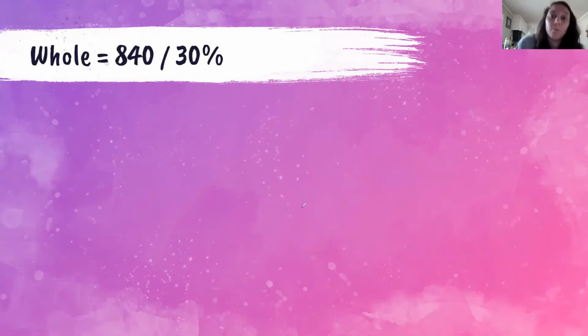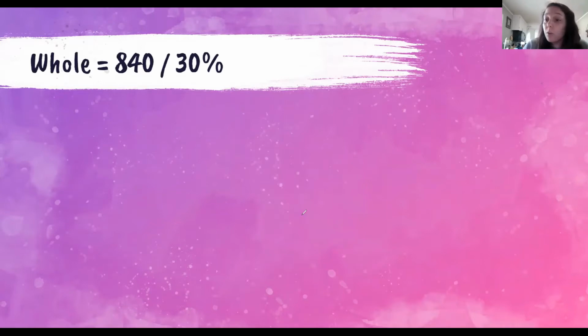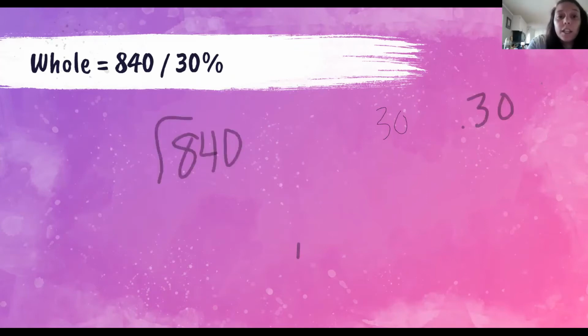Looking at this, I need to first change my 30% to a decimal. Changing a percent to a decimal is really just dividing by 100, but the way that you can do that is moving the decimal 2 places to the left. So my decimal would be 0.30. I'm really taking 840 and dividing it by 0.3 or 0.30.